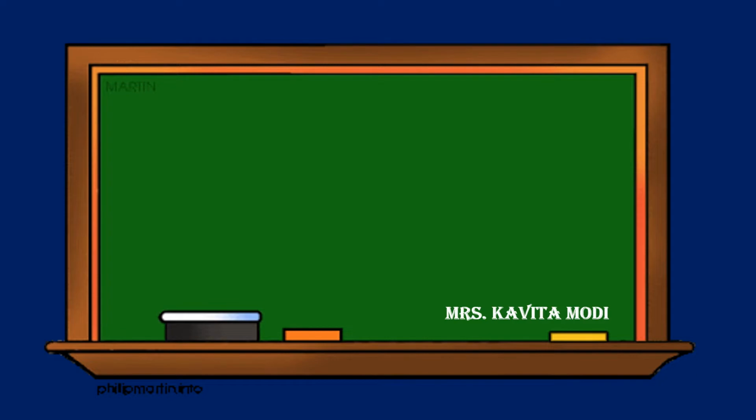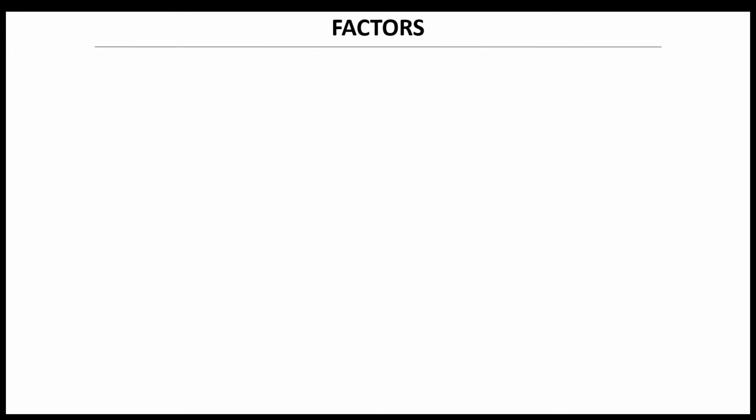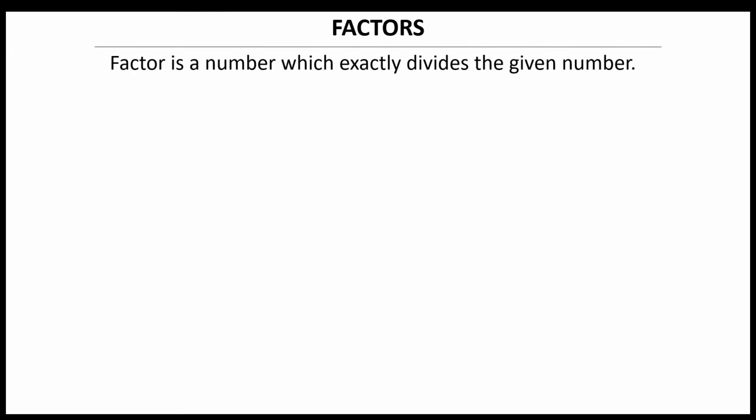Today we are going to continue chapter 3, multiples and factors. In this chapter, our topic is factors. What is a factor? A factor is a number that divides the number exactly with 0 as the remainder.